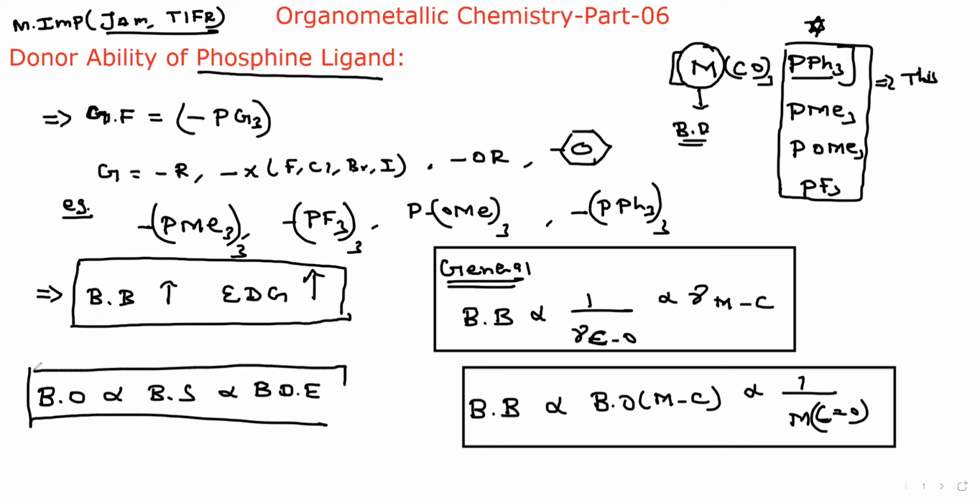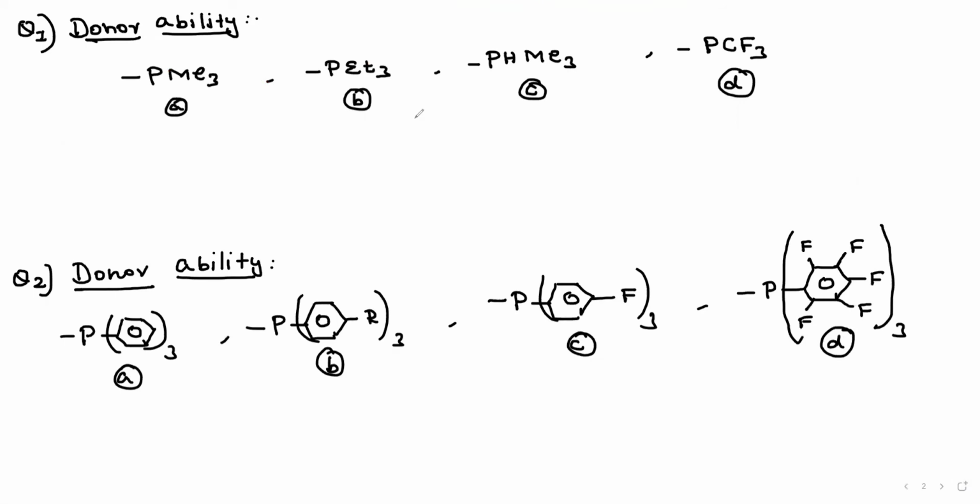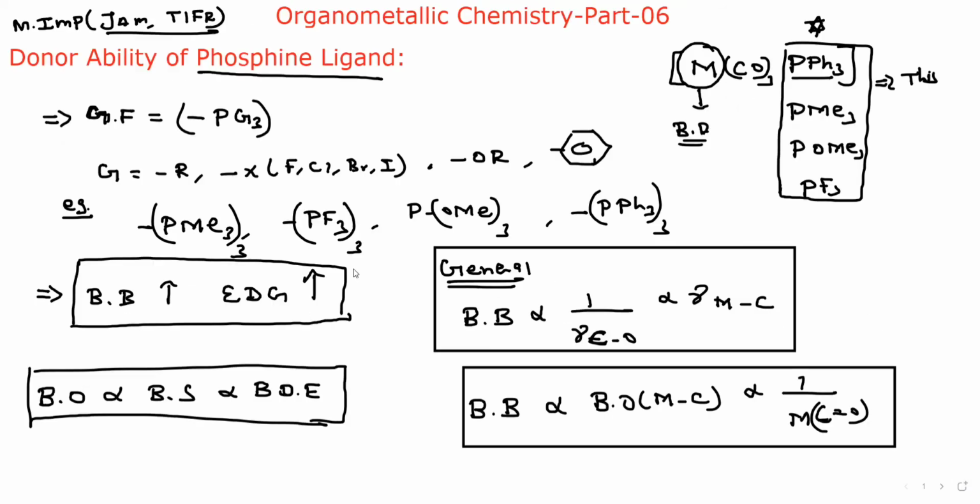Now I'm going to give the overall order for phosphine: which phosphine has more electron donating character and which has more electron withdrawing character. I'm going to give the overall donorability of phosphine. If you know the donorability of phosphine, we can solve the questions. I go to the next slide. I will explain and give you the important order for the donorability of phosphine. Now see, please note this is an important formula. Just wait.